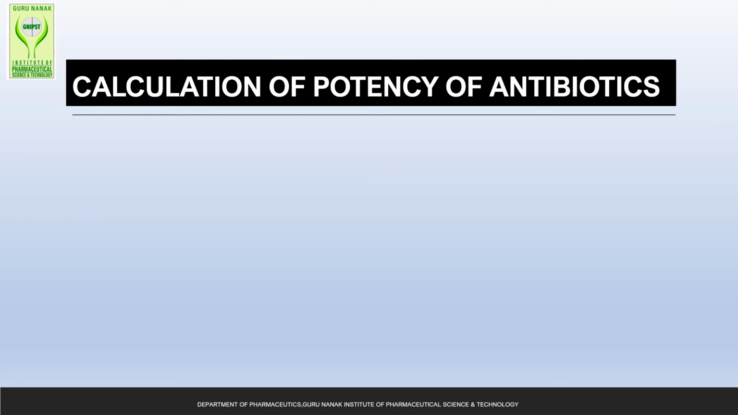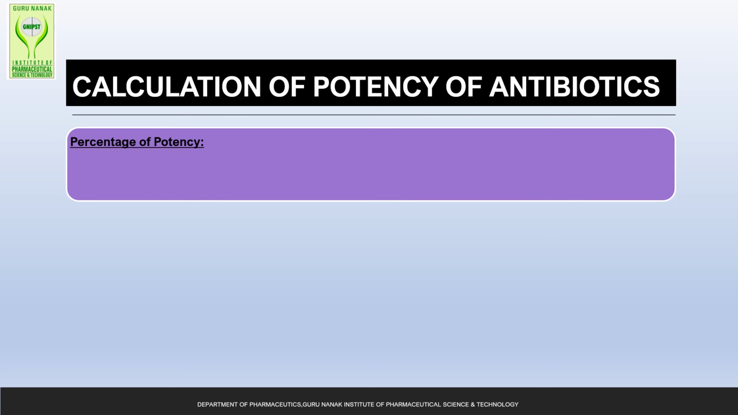Next, we will be calculating the potency of the antibiotics, which is the main aim of the whole microbial assay. Here we will go for the percentage of potency. In this, we are taking the formula: percentage of potency is equal to anti-log of 2 plus A log I, which is 10 to the power of 2 plus A log I, where A is equal to TH plus TL, that means test high plus test low, plus SH minus SL, that means standard high minus standard low, divided by TH minus TL, that is test high minus test low, plus SH plus SL, standard high plus standard low.